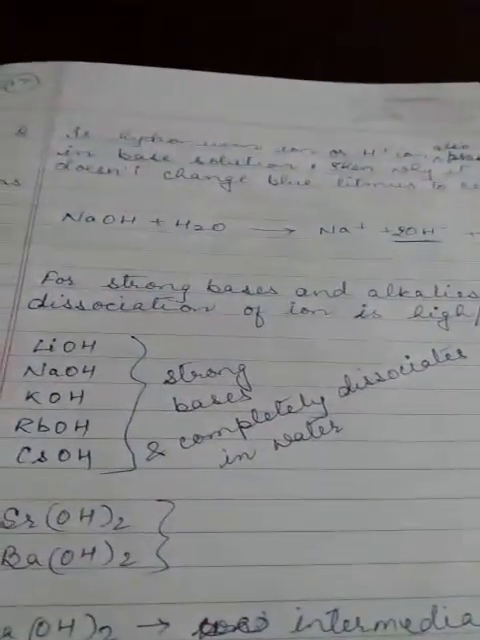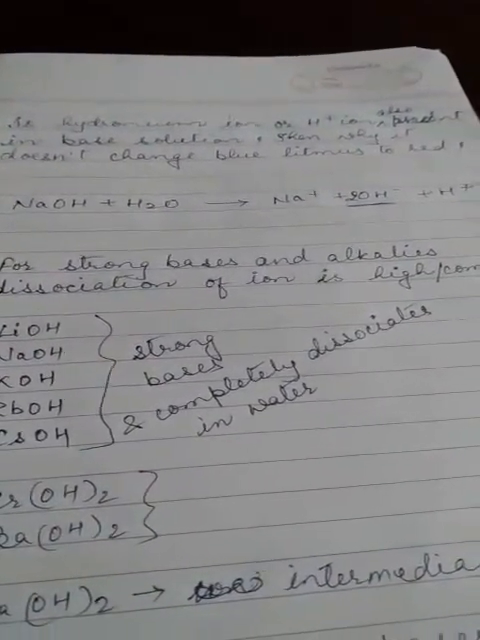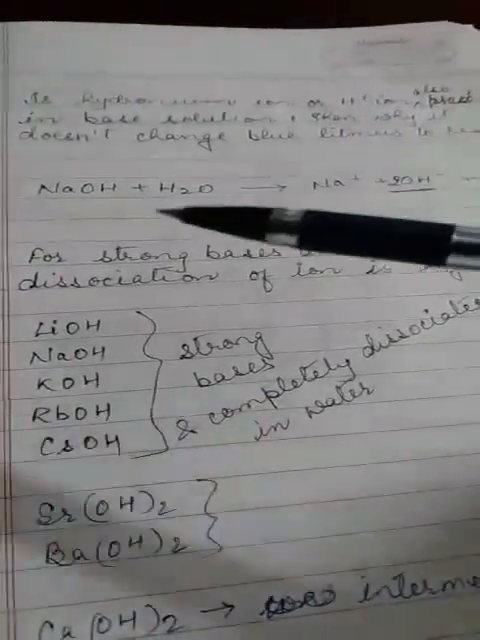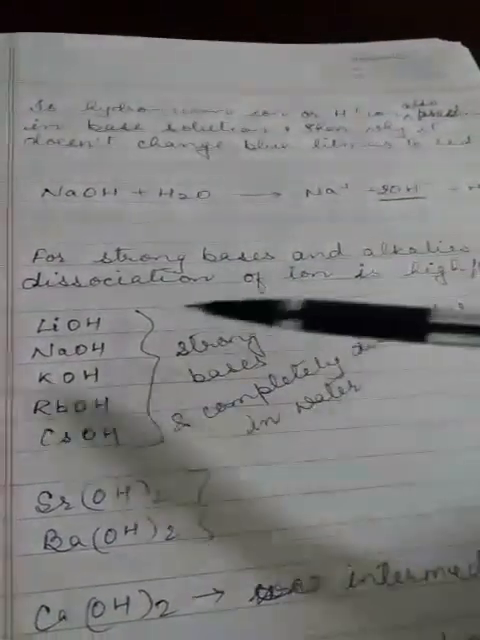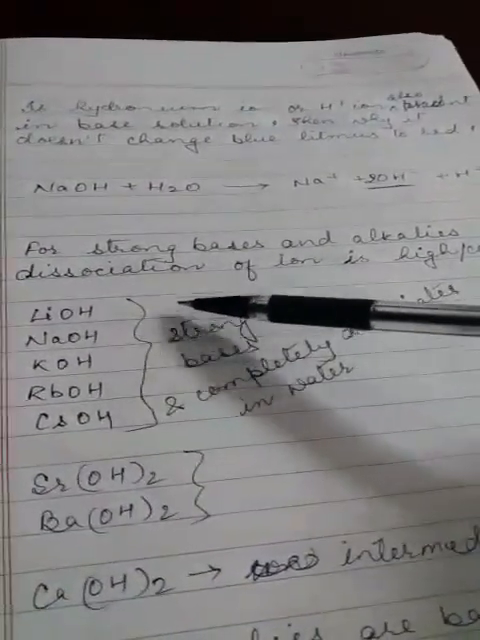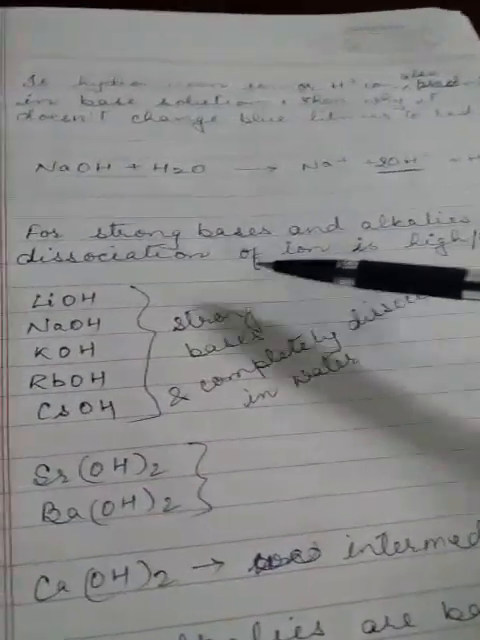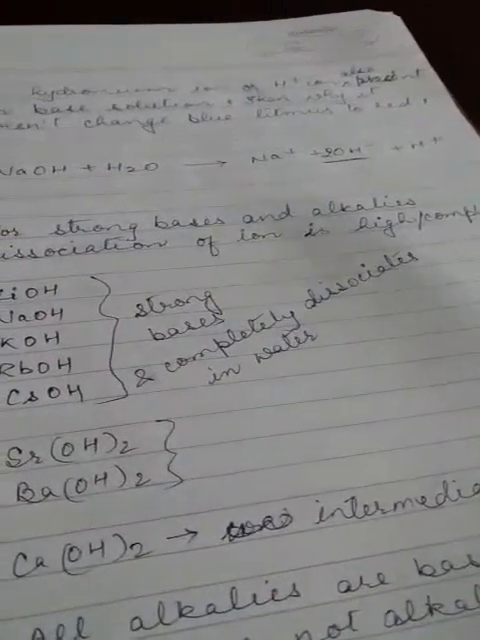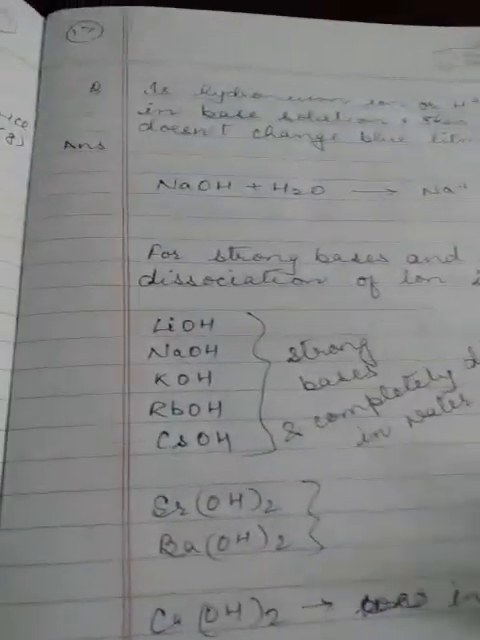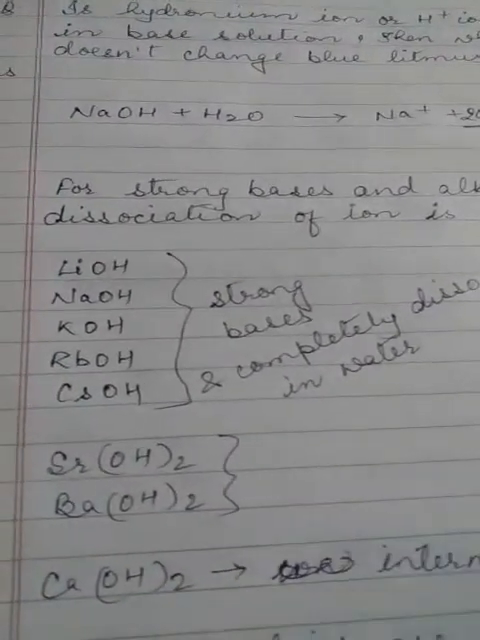You have some confusion about strong bases and weak bases. Let me clear that confusion. For strong bases and alkalis, dissociation of ions is high or complete. They completely dissociate. We can say the strong bases are those bases which are highly soluble in water.